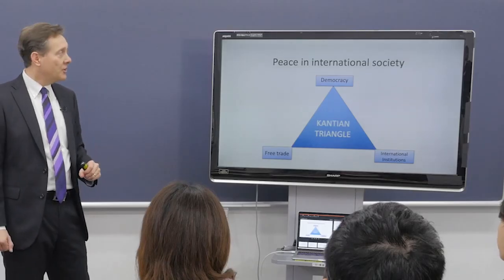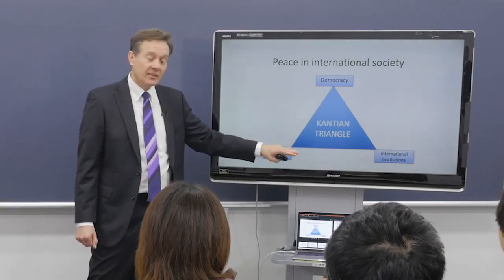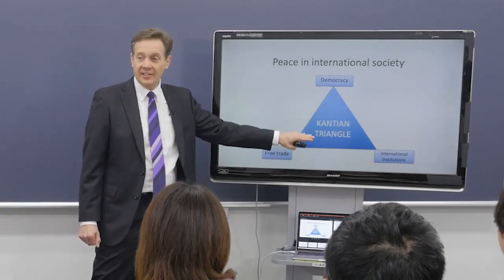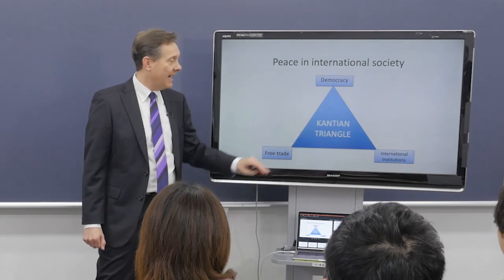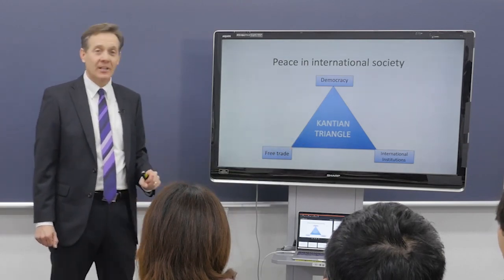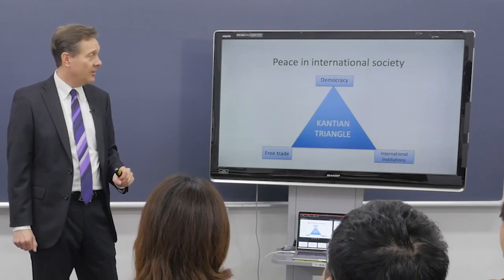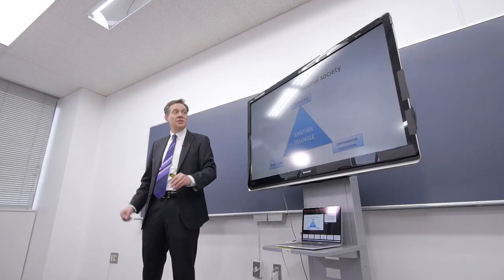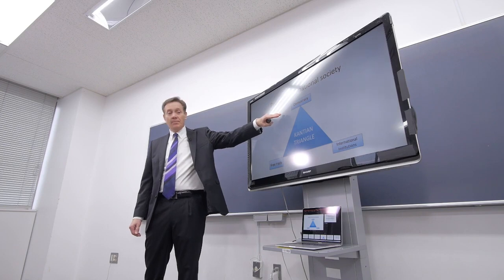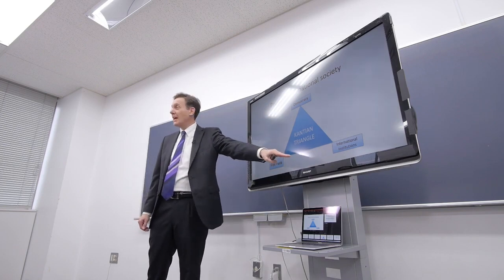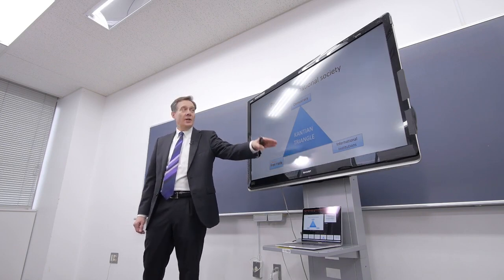How do we achieve peace then in the international system? In this vision, we achieve peace in three ways, in something called the Kantian triangle. It's named after a German philosopher, Immanuel Kant, from the 19th century. And in this vision for creating peace, world peace is achieved through democracy, free trade, and international institutions.